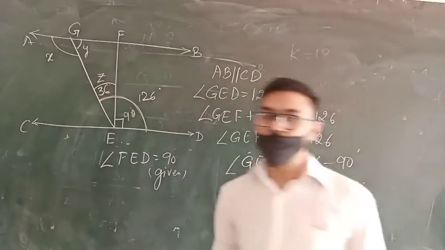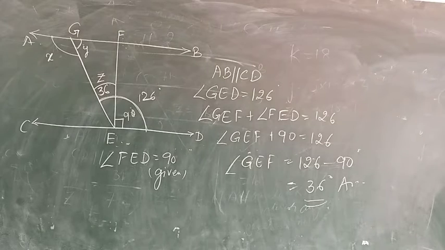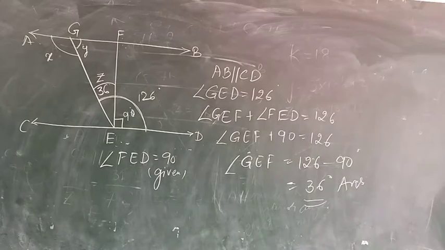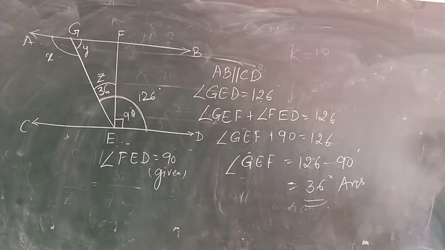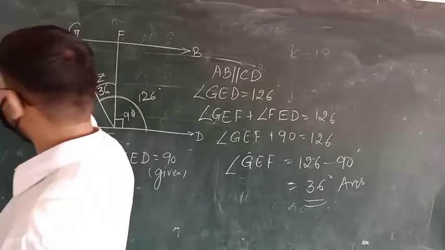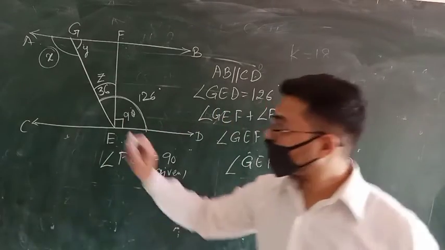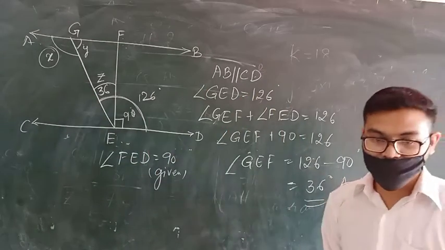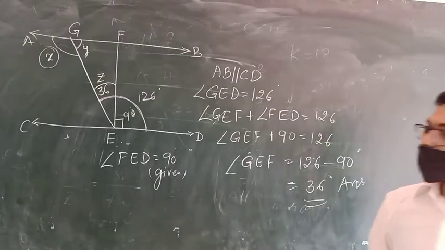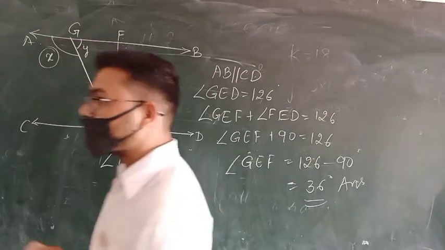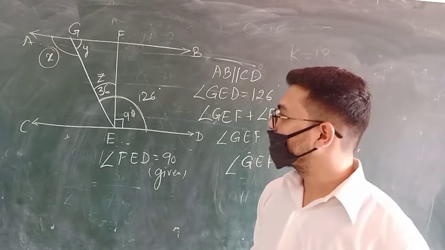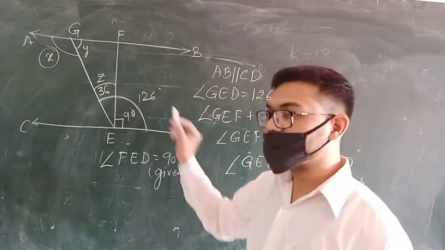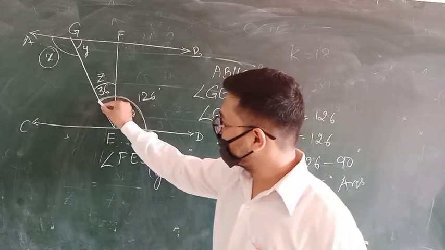Do you agree with this? So GEF is equal to 36 degrees, correct? Now, how to calculate the value of X? Yes beta, what is the value of X? So X is equal to 126.